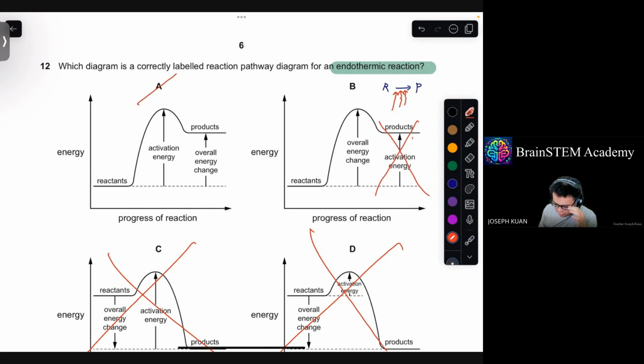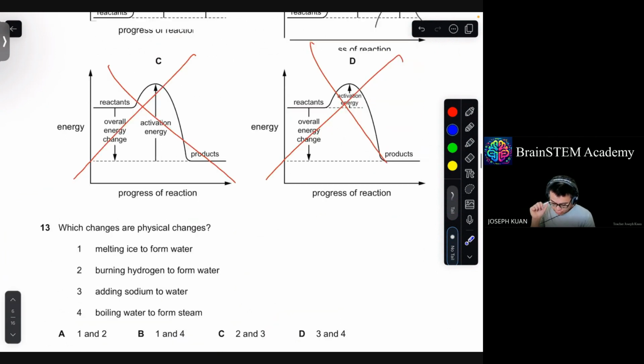See the curve? Reactants need to get boosted, need to get activated to become products. And then the overall energy change is that reactants need to get boosted to become products. So the answer is A. All right, moving on to the next question.